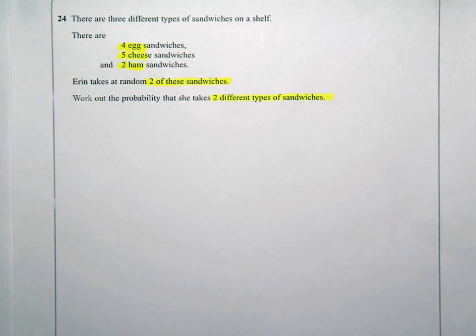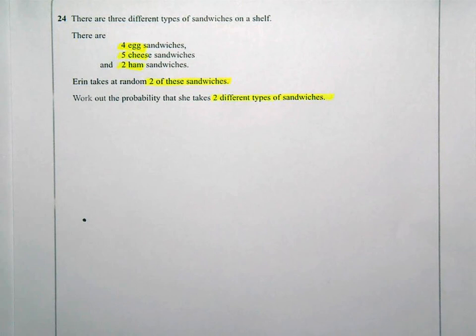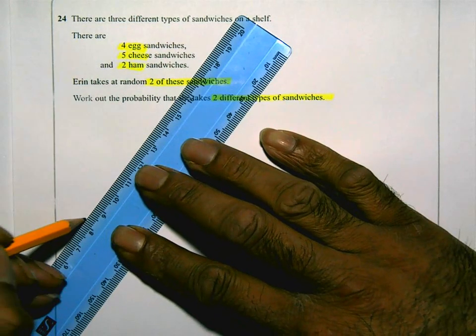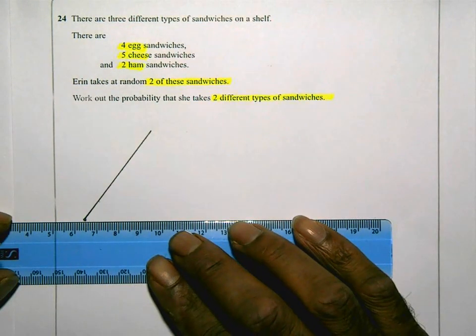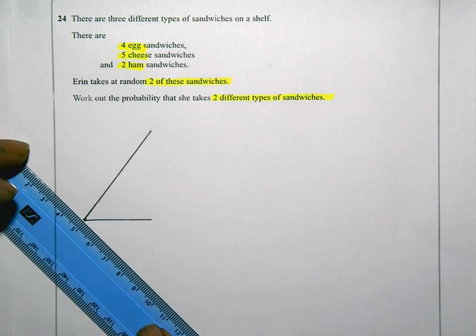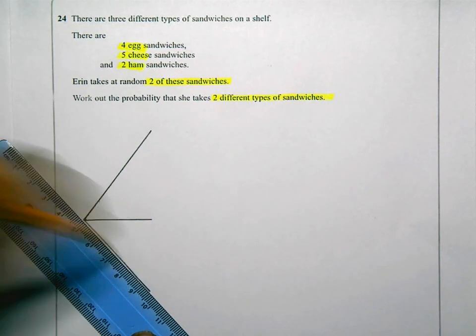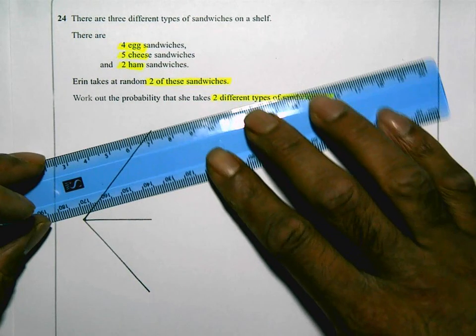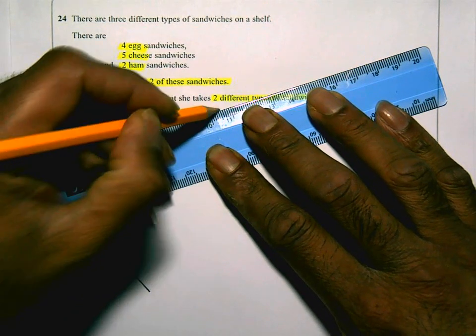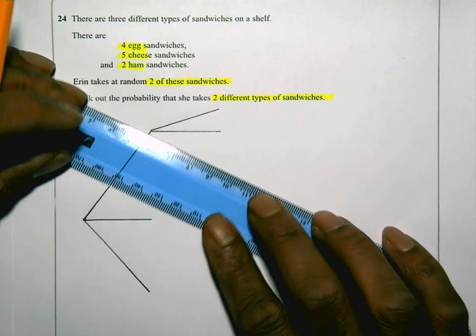Now, if you're familiar with this type of question, you should see straight away that a tree diagram might be the best way to answer this. They're asking for probability, which hints at tree diagrams, and I'm going to start by constructing my tree diagram. It's going to have 3 branches. It doesn't need to be perfect, but because there are 3 branches, I want to make sure that I have enough space to work around all 3 of them.